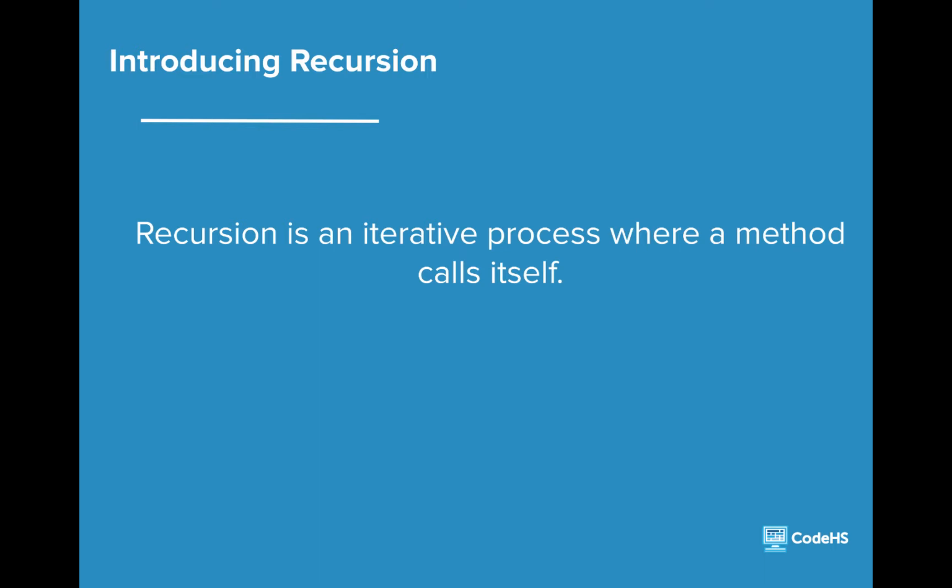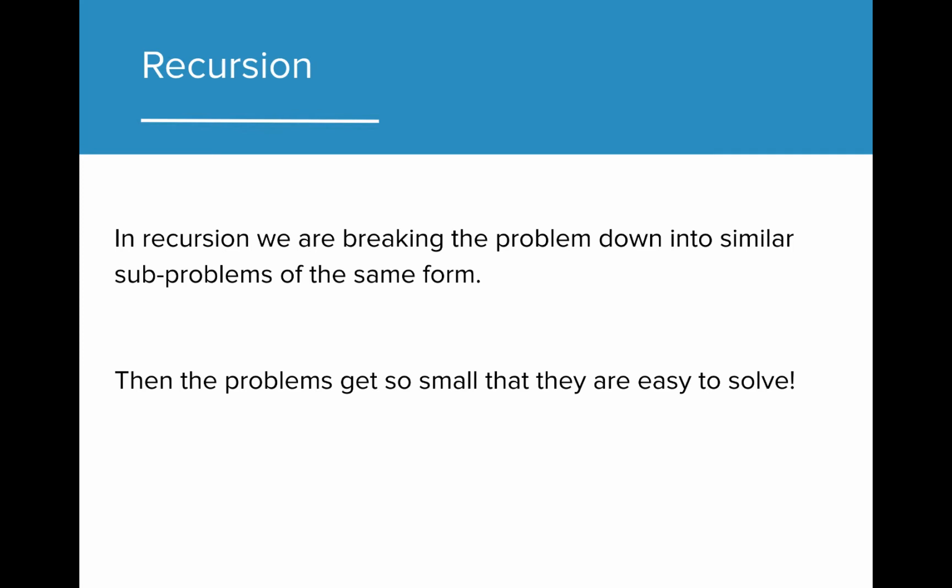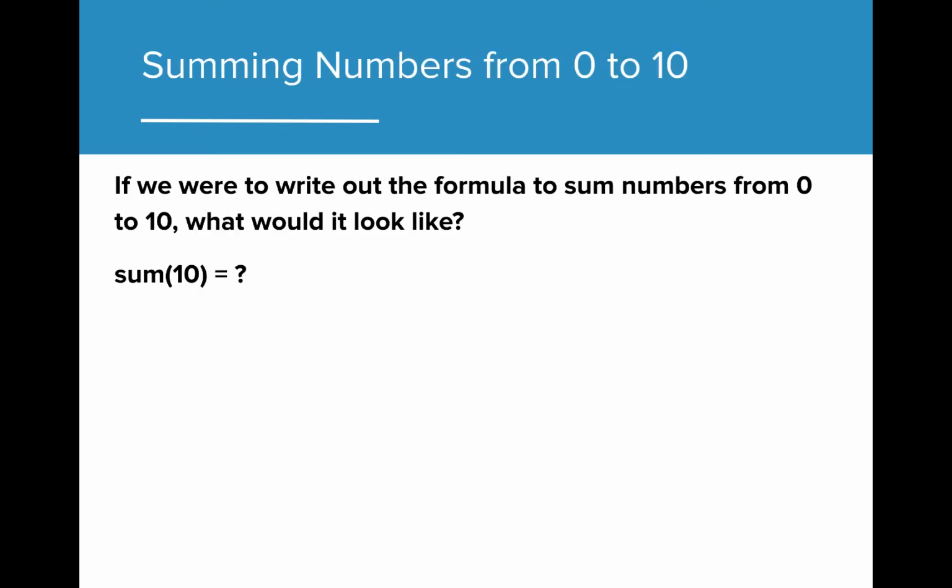Introducing recursion. Recursion is an iterative process where a method calls itself. We use recursion to break a complex problem down into a slightly simpler version. We continue to do this until we get to a problem that is so small it is easy to solve. Let's take a look at our problem from earlier.